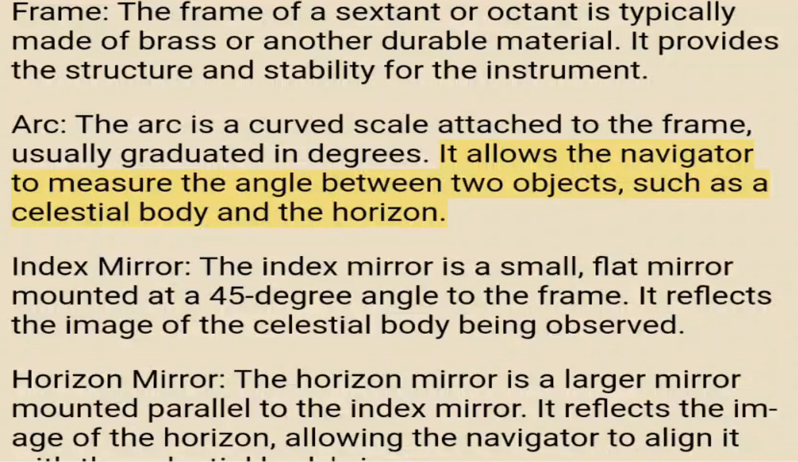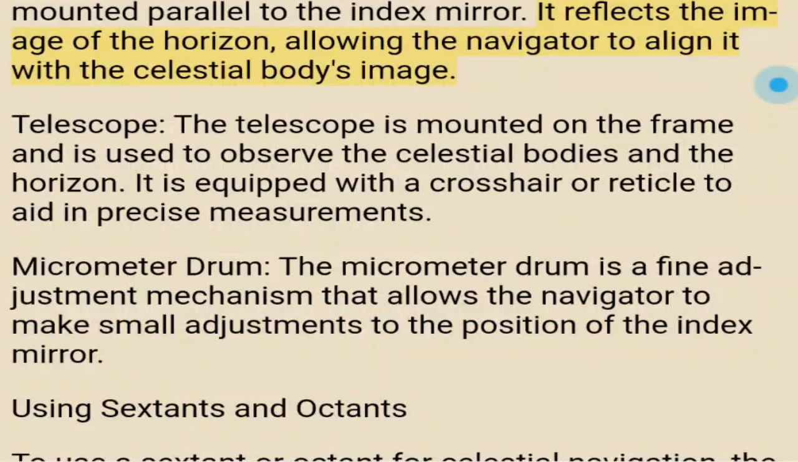It allows the navigator to measure the angle between 2 objects, such as a celestial body and the horizon. Index mirror. The index mirror is a small, flat mirror mounted at a 45-degree angle to the frame. It reflects the image of the celestial body being observed. Horizon mirror. The horizon mirror is a larger mirror mounted parallel to the index mirror. It reflects the image of the horizon, allowing the navigator to align it with the celestial body's image.